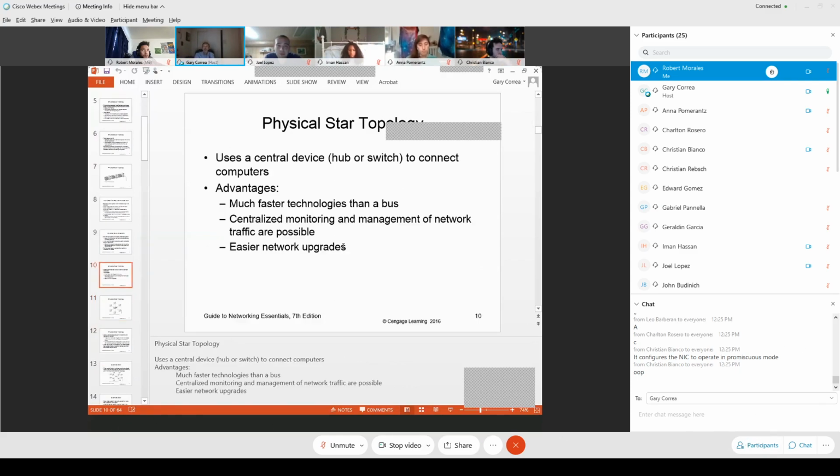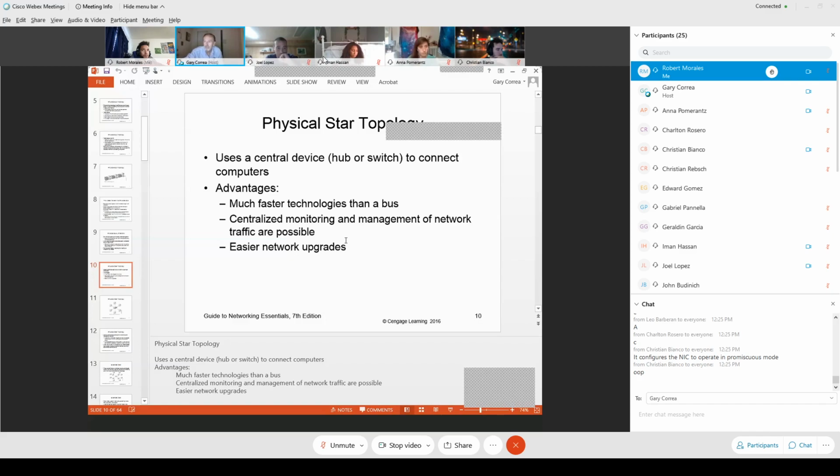The star is the most popular. It uses a central device to connect computers. It's faster than a bus. The centralized thing is better, and it's easier to upgrade. So the star is the one we use all the time today. You go to the classrooms at Bergen, they're all star. And again, for people who were here last week and the week before, you know why a switch is better than a hub. You should be okay with that.